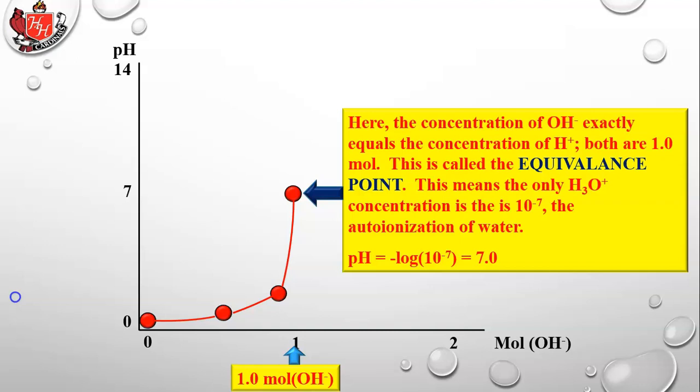We had only a small amount of strong acid in the last titration, only 0.1, and yet it held the pH down at 1. Now that we're neutral, no longer have any acid or base, the pH jumps suddenly all the way up to 7. Here the concentration of hydroxide exactly equals the concentration of H plus, hydronium. Both are 1 mole. This is called the equivalence point. This means that the only H3O plus concentration is 10 to the minus 7th, which is the autoionization of water. And so we're going to put that into our pH calculation to get a pH of 7.